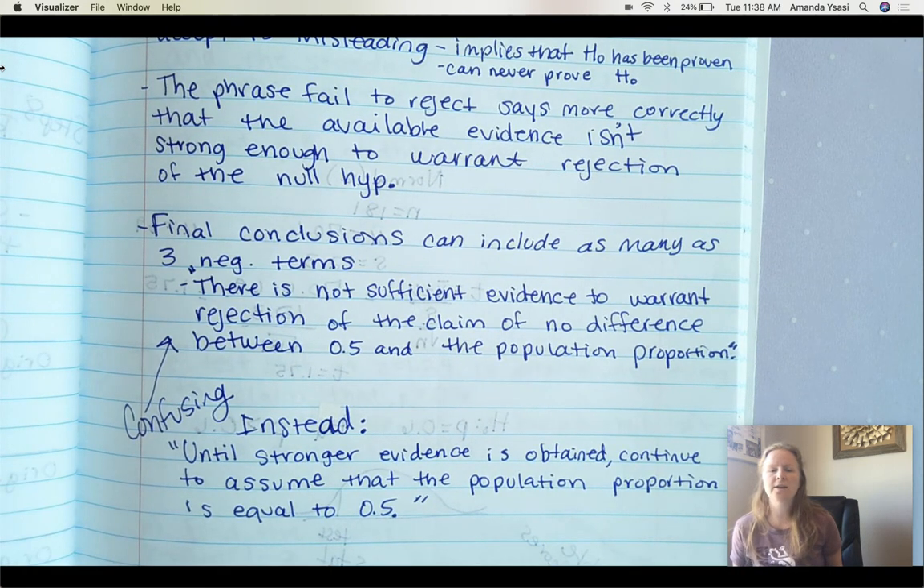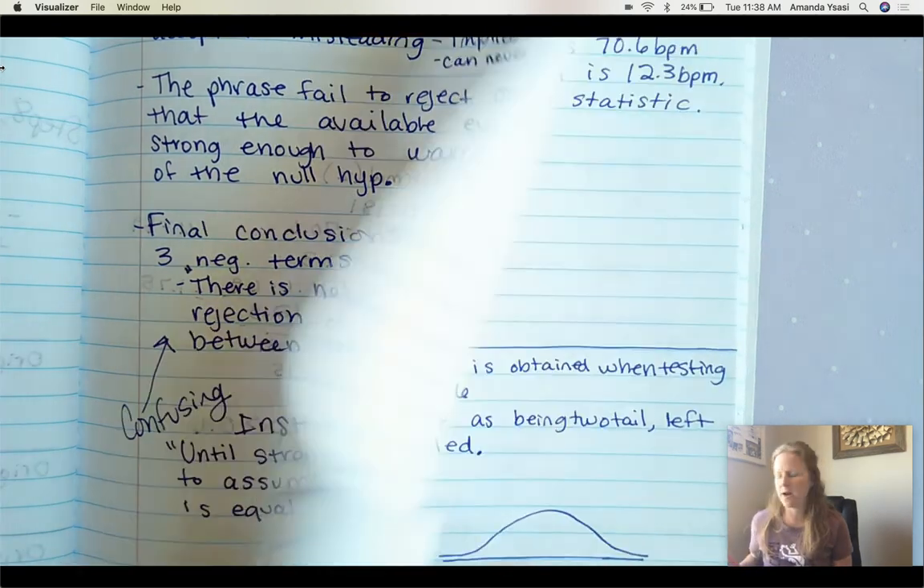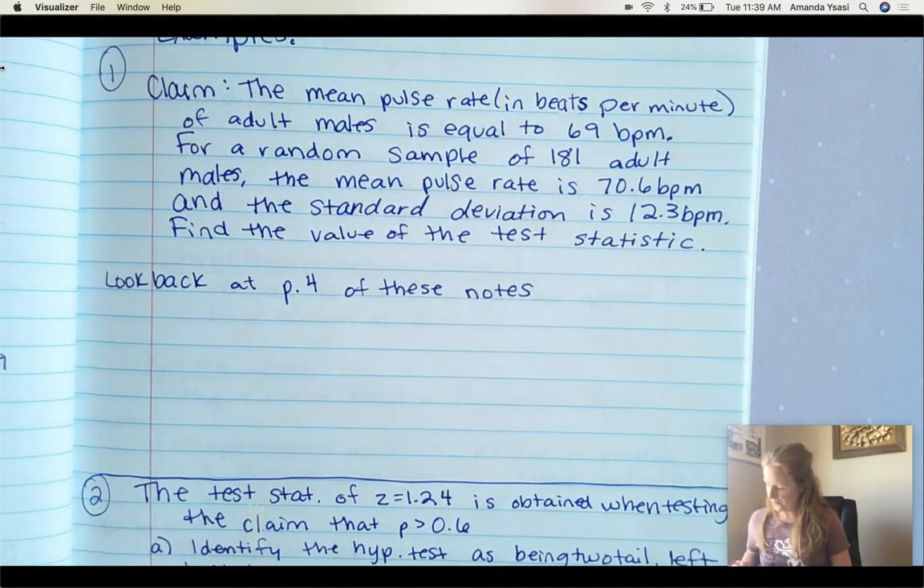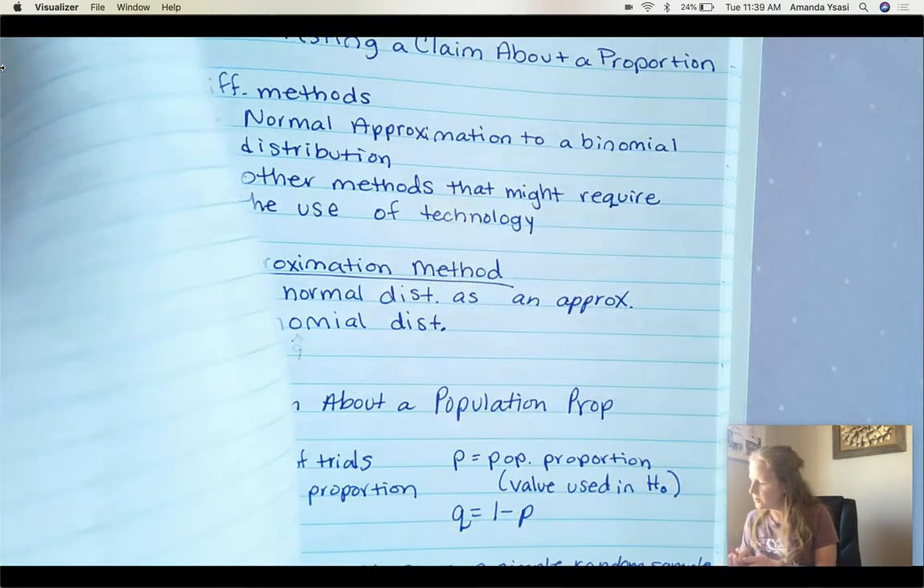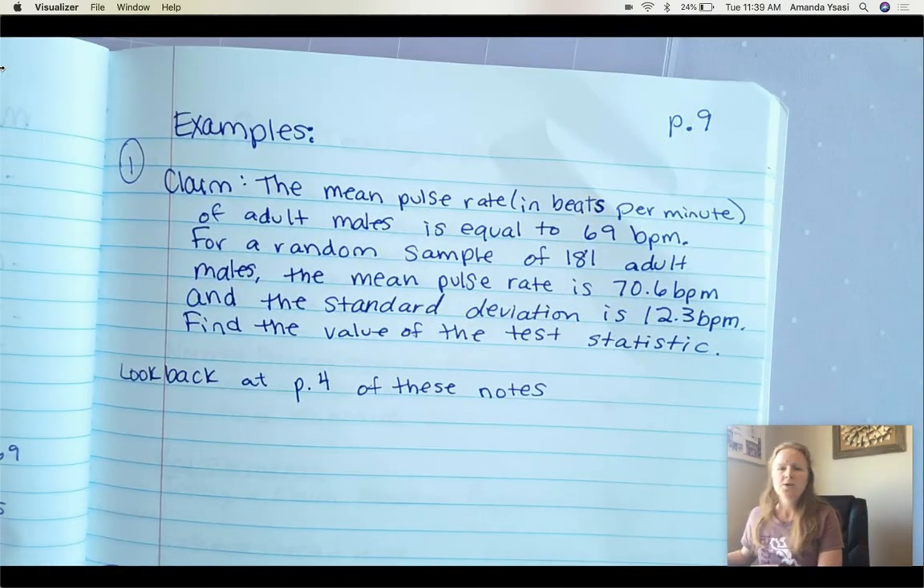So there's not sufficient evidence to warrant rejection of the claim of no difference between 0.5 and the population proportion. That's confusing. Until stronger evidence is obtained, continue to assume that the population proportion is equal to 0.5. So that would be a better way to write it. Okay. Then we have 2 examples we're going to do, and that is it for these notes.